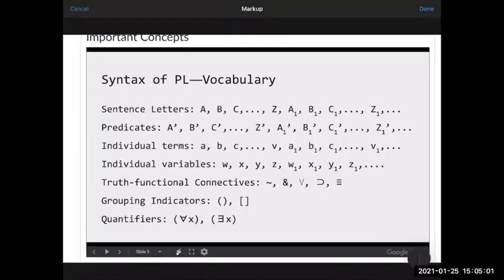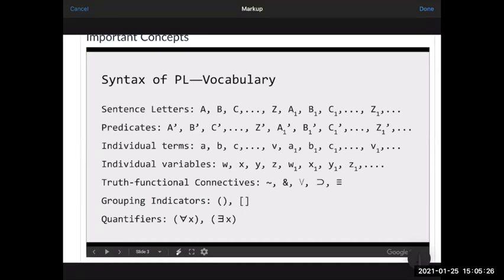Okay, so let's take a look here at the syntax of PL. Now, this particular slide of the important concepts is, in a way, maybe the most important slide, because if you know each of these elements of PL, then you essentially understand PL. So it's a good one to keep coming back to. So we're going to go over it real quick before we go over the practice problems.